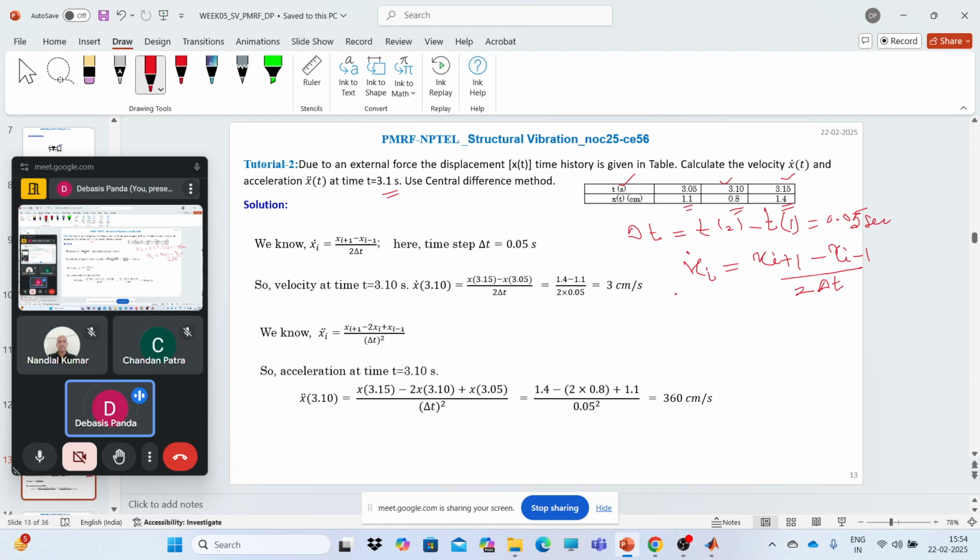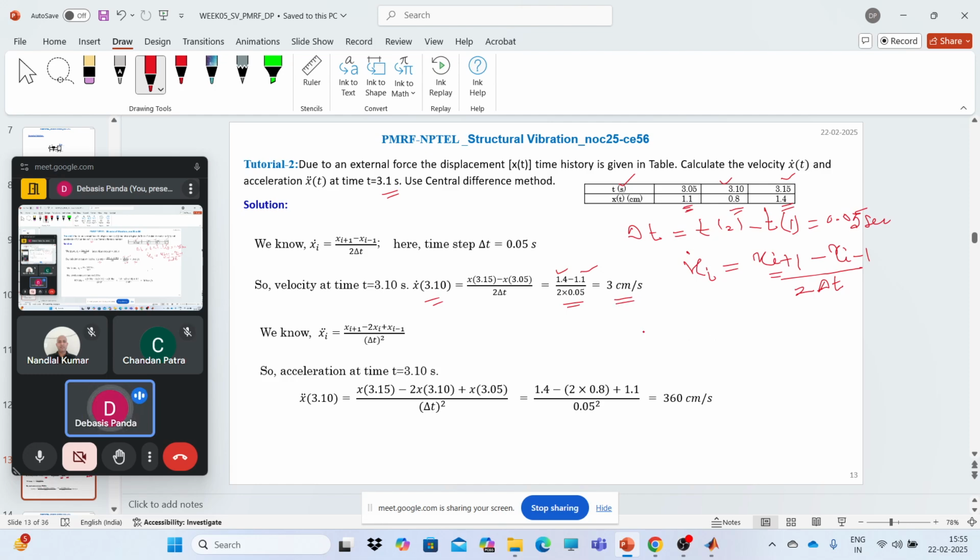We have the response at i plus 1. The response at x i plus 1 is at 3.15 second. The response at i minus 1 is at 3.05 seconds. So at 3.10 second the velocity will be x i plus 1, that means the response at 3.15 second, which is 1.4, minus the response at the previous time step, which was 1.1, divided by 2 into del t. So it comes as 3 centimeter per second.